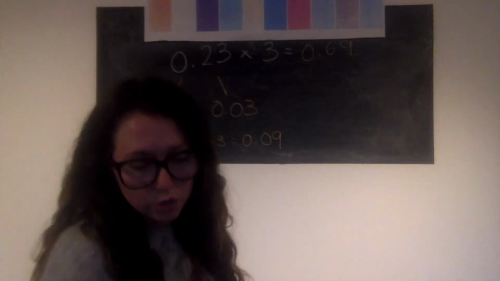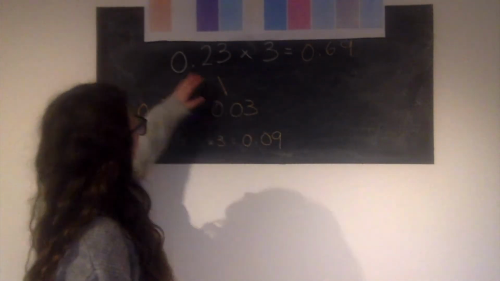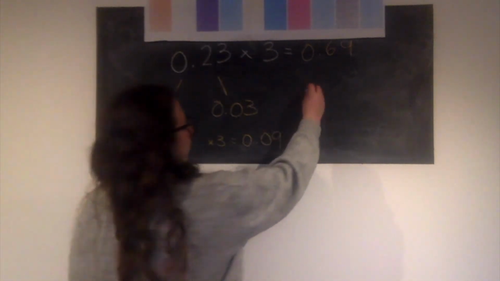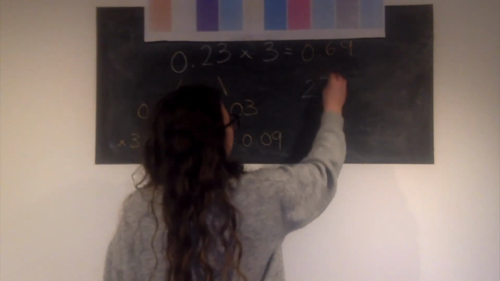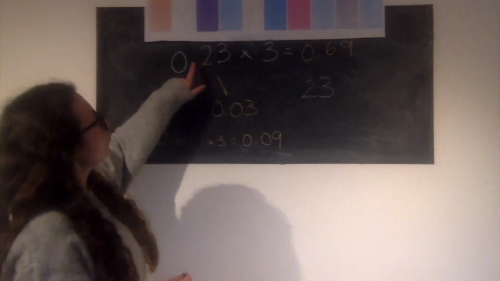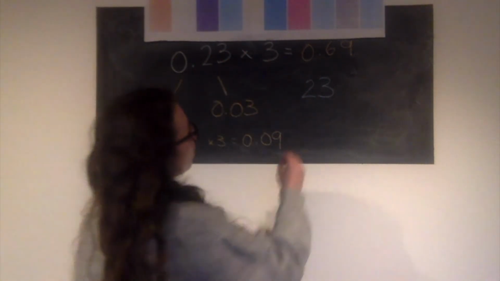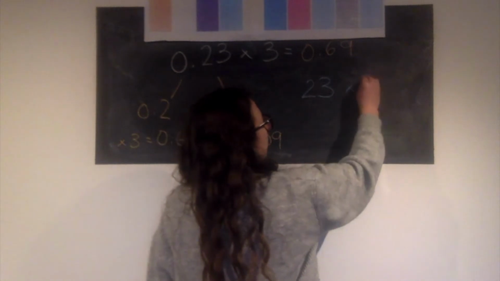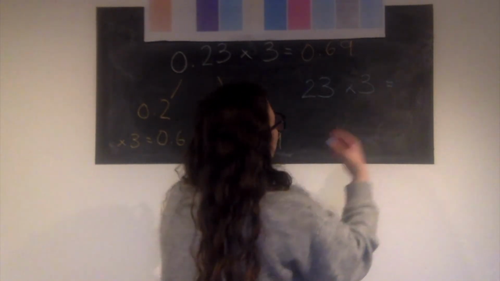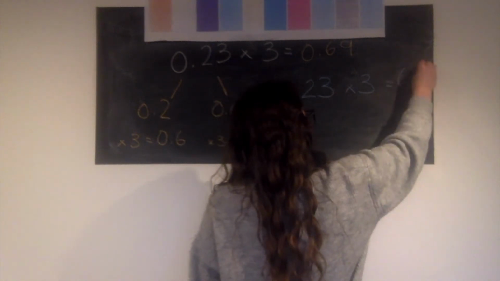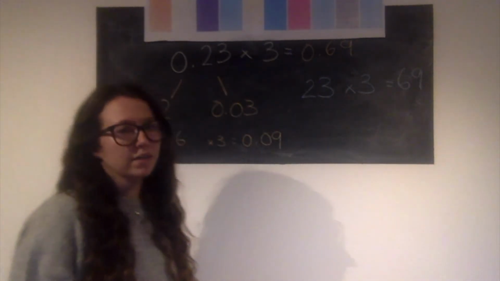Another way that you could do this is by turning 0.23 into a whole number. So we could turn it into 23. Think about what we've done from 0.23 to get to 23. We'll come back to that in a moment. Same calculation, we're going to times it by 3. So you could do the short method for this, and you would get 69. Now that isn't our final answer.